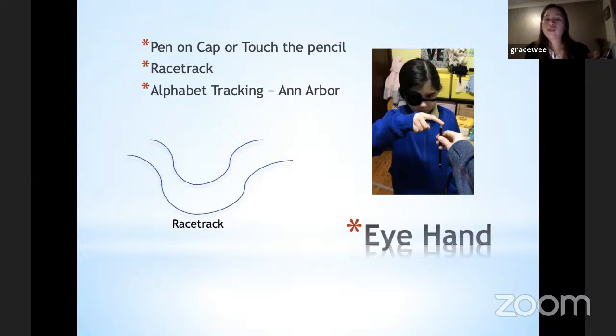So we get them to patch one eye and they do right hand and then practice with their left hand. Then they switch the patch to the other eye, practice with their right hand, left hand, and then remove the patch using both eyes. Pen on the cap is the same thing, except that the optometrist or the vision therapist will be holding the pen and the child will be holding the cap and they've got to try to place the cap on the pen. So that's one level of eye hand skills.